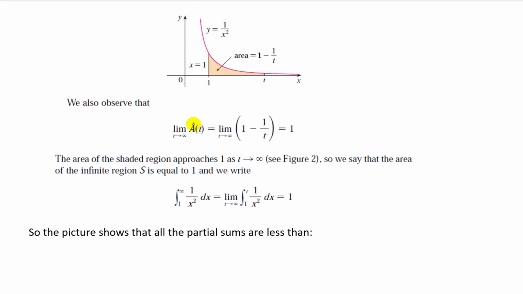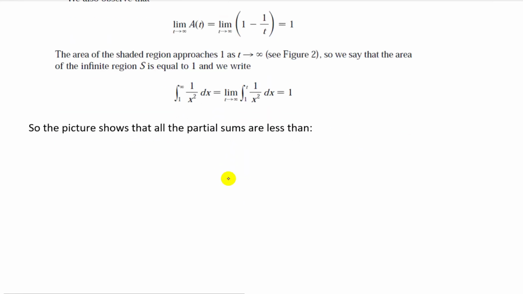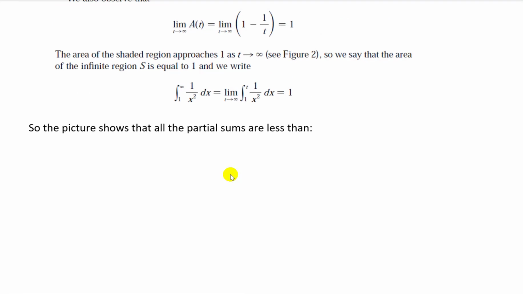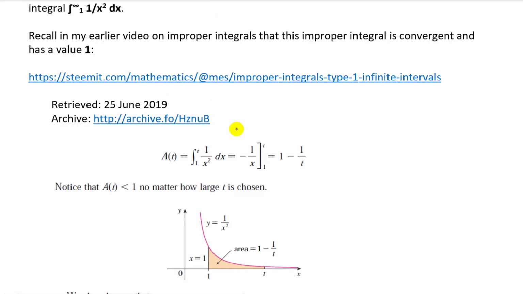See figure there. So we say that the area of the infinite region S is equal to 1, and we write that the integral from 1 to infinity of 1 over x squared dx equals the limit as t approaches infinity of the integral from 1 to t of 1 over x squared dx, which equals 1. So the picture shows that all the partial sums are less than, and here I put in brackets, including the first rectangle. The first rectangle is going to be 1 over 1 squared. Then it's going to be less than the area underneath the curve, which is 1.